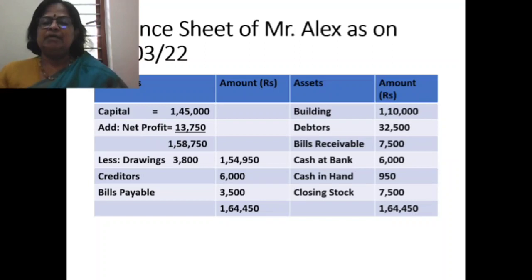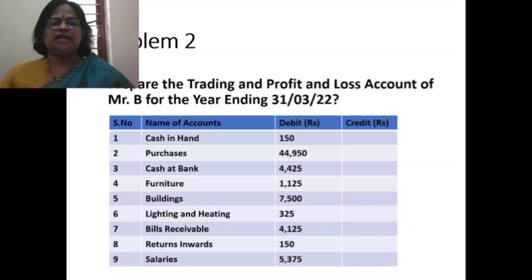Asset side, buildings 1,10,000. Debtors 32,500. Bills receivable 7,500. Cash at bank 6,000. Cash in hand 950. Closing stock 7,500. So total of the balance sheet 1,64,450. It's always a check: when the balance sheet is tallying, you know that your answer is correct. Now let us do the second problem.